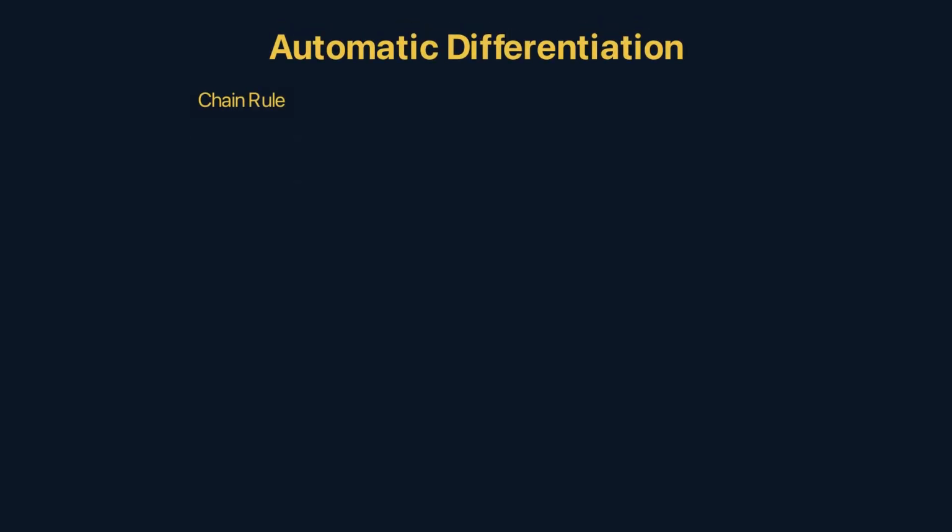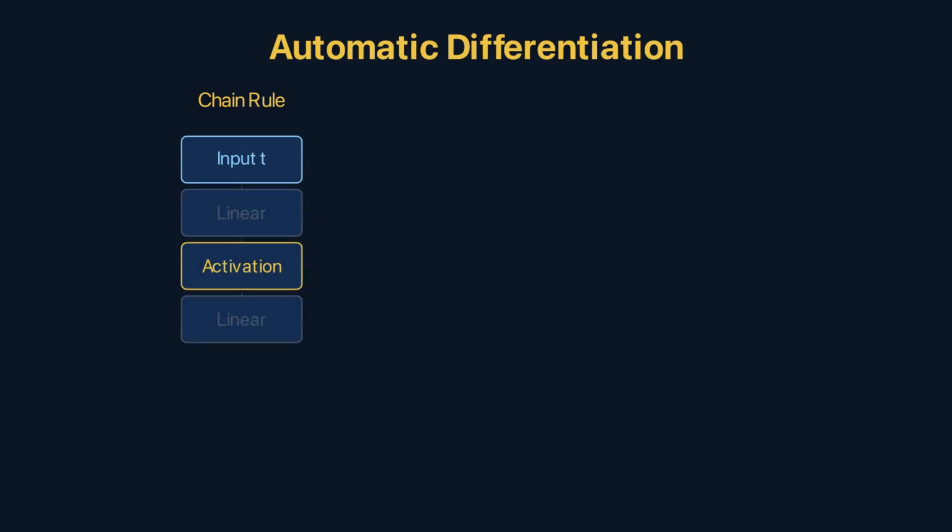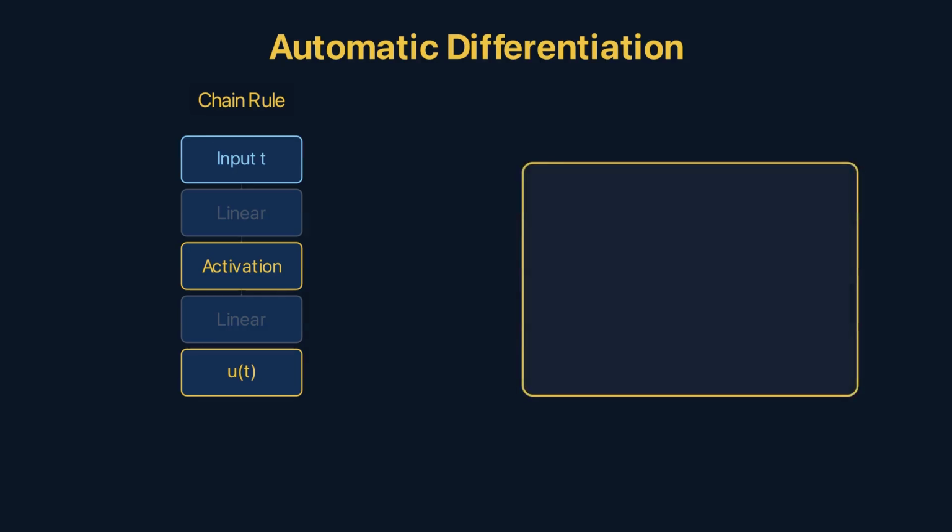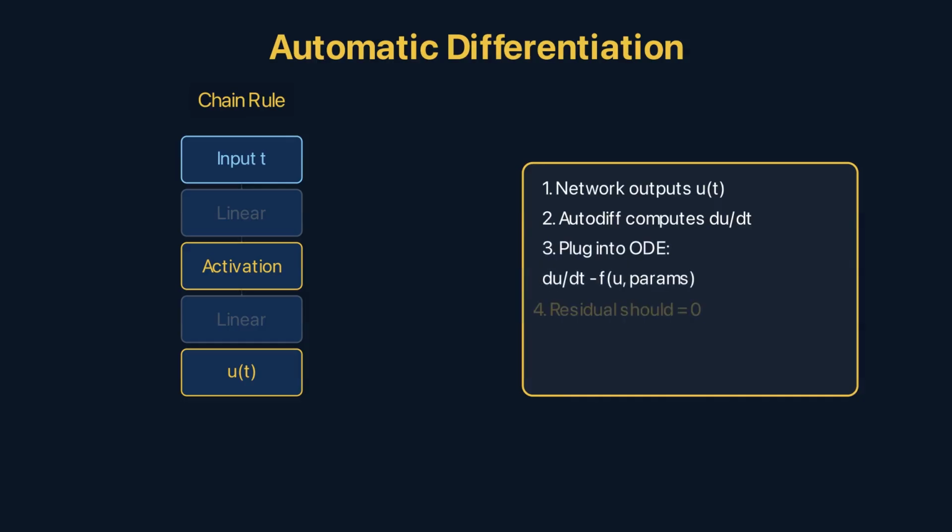The neural network output u of t is a composition of differentiable functions, linear layers and activations. Autodiff can compute u-dot with respect to t exactly. No finite differences, no numerical errors. This is the chain rule, computed automatically by the framework.